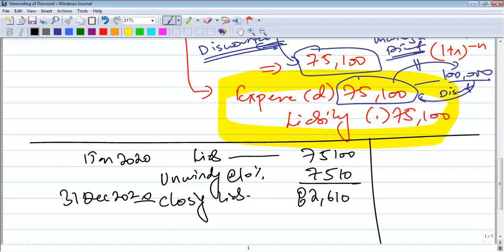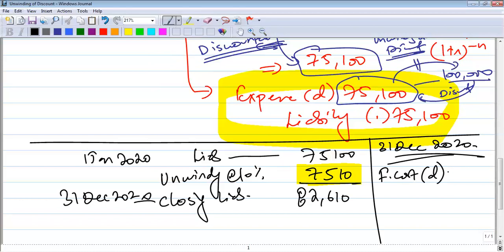This 82,610 is going to be your closing liability as at 31st December 2020. Now, try to understand the double entry that we will recognize with respect to this unwinding of 7510. The unwinding is recognized as a finance cost because it's actually the effect of time value of money. So we recognize a finance cost of 7510 and we recognize a credit to the liability of 7510.